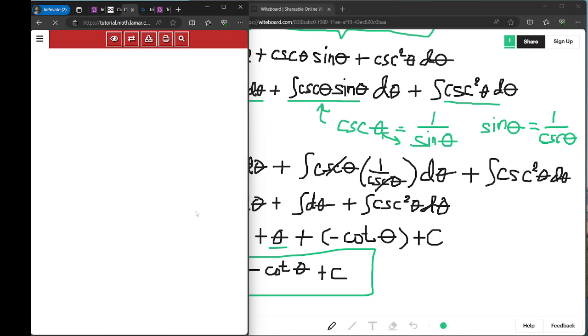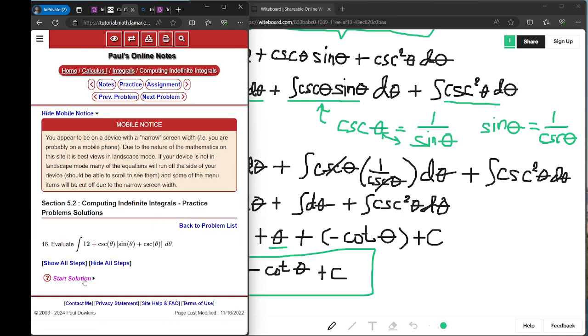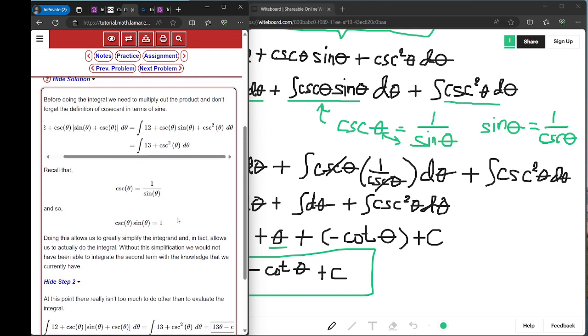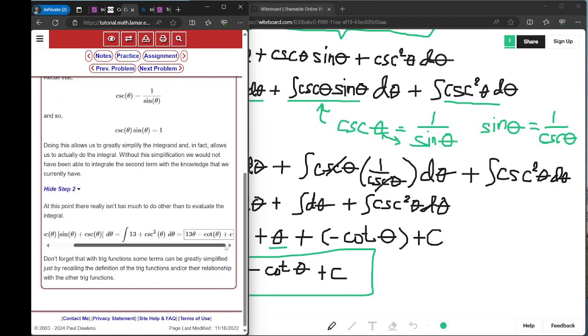So we can check if our answer is correct. Paul provided us an answer, so let's check. This is what he did. He just automatically used the trigonometric identity. He applied the trigonometric identity directly, and that becomes 1 plus cosecant squared. But let's check the final answer. We should have the same final answer. Yeah, we do have the same final answer.